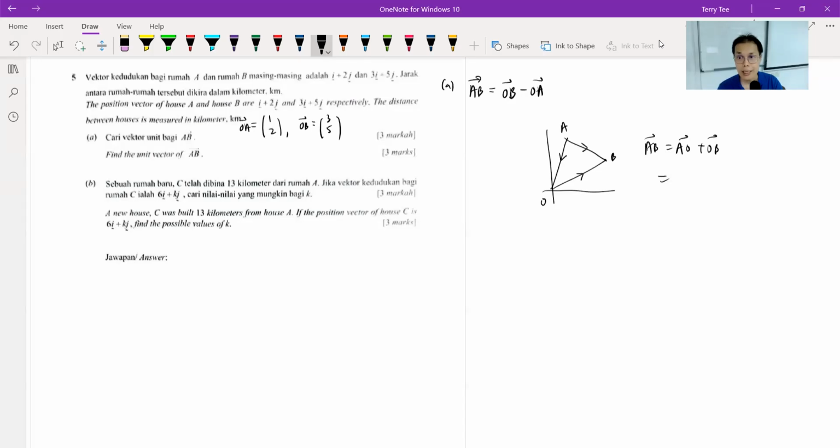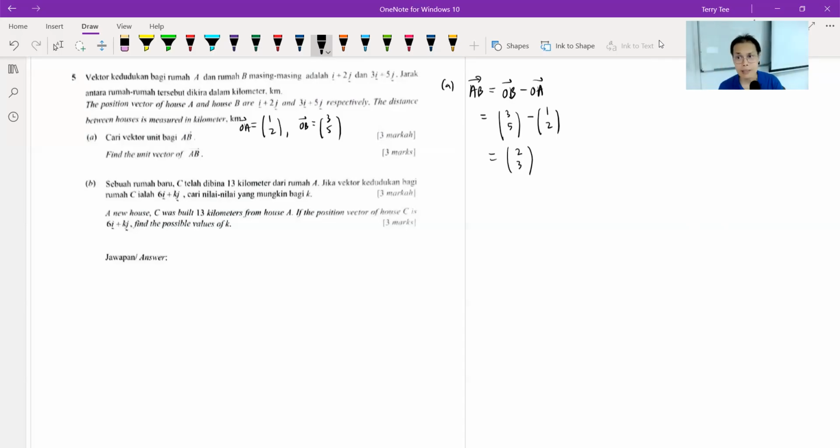We can put AO as negative OA. AO is going in the opposite direction of OA. OA is going up, AO is going down. Then we can just rewrite this as OB minus OA. Notice it's always the second letter with respect to O minus the first letter with respect to O. So if it's PQ, it'll be OQ minus OP. If it's AB, it'll be OB minus OA. My OB in this case is (3, 5), my OA is (1, 2). When you subtract, 3 minus 1 you get 2, 5 minus 2 you get 3. So that is vector AB.